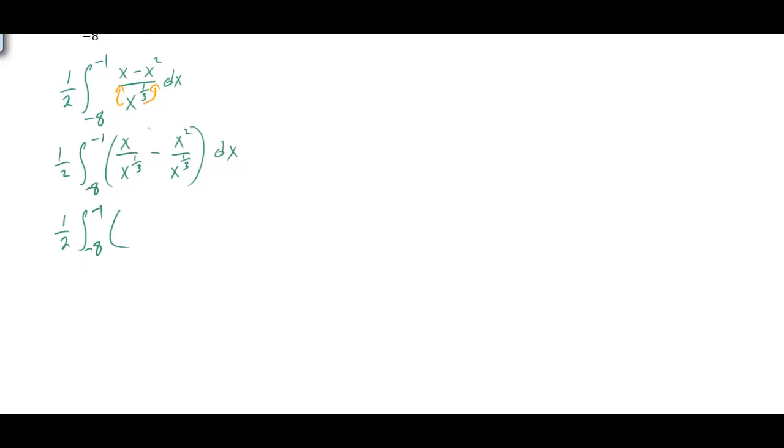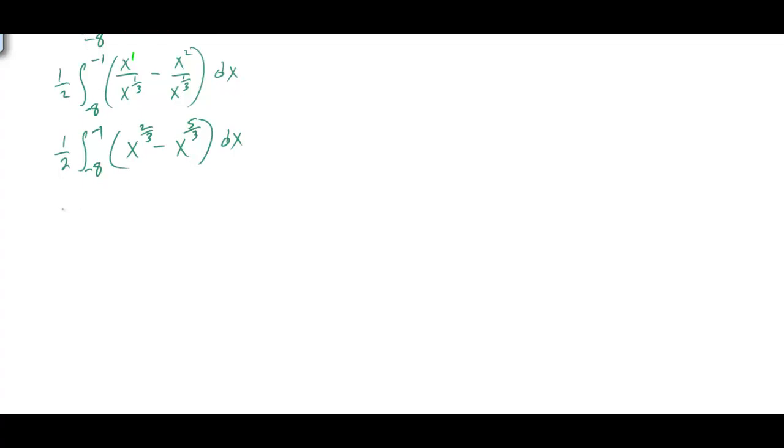x over x to the 1/3, keep in mind the exponent here on the top is understood to be a +1. So therefore, if we divide, we subtract our exponents. So 1 minus 1/3, we would be left with x to the 2/3. Then 2 minus 1/3, that would be 6/3 minus 1/3, which would be x to the 5/3. And if you notice while we're doing this, we now have this in a nice form that we can easily integrate. So we'll continue to bring down our 1/2, integrating from -8 to -1.